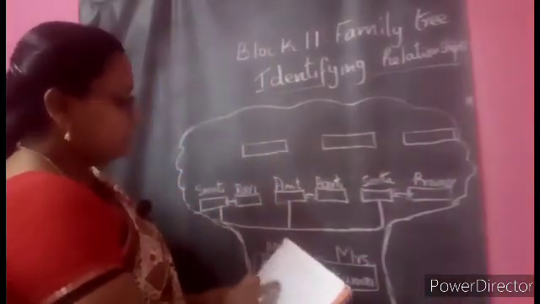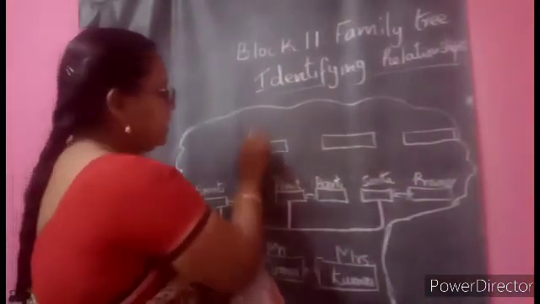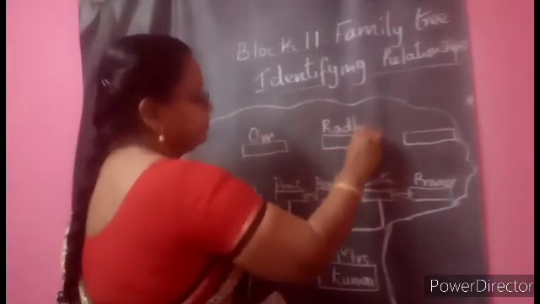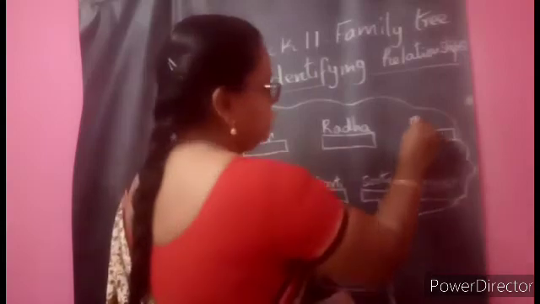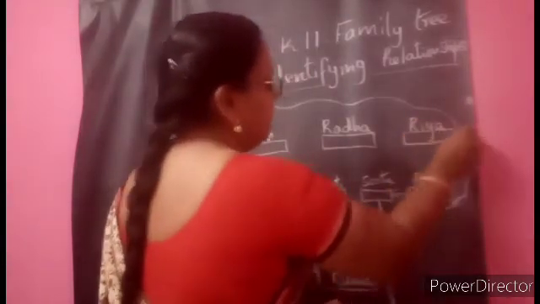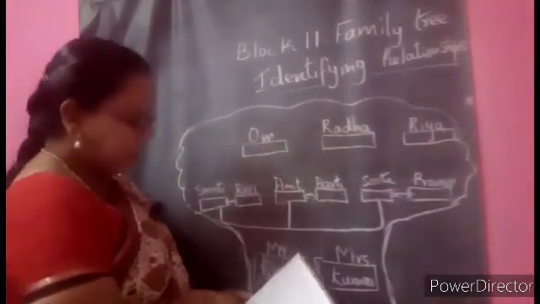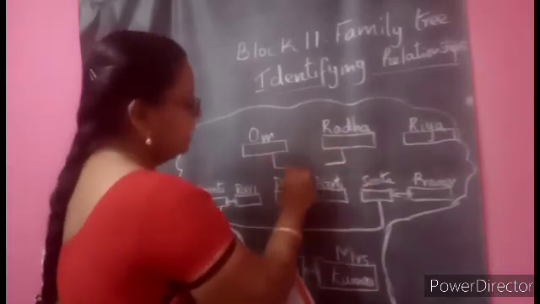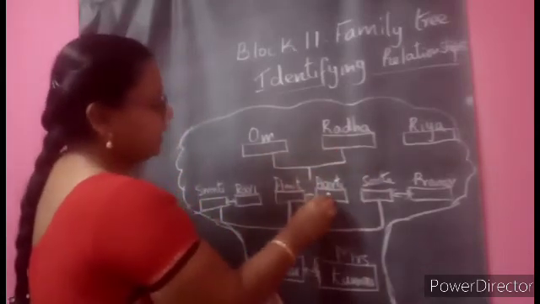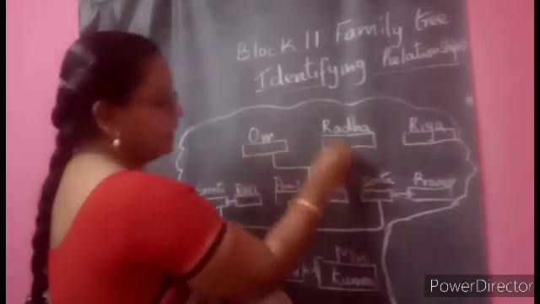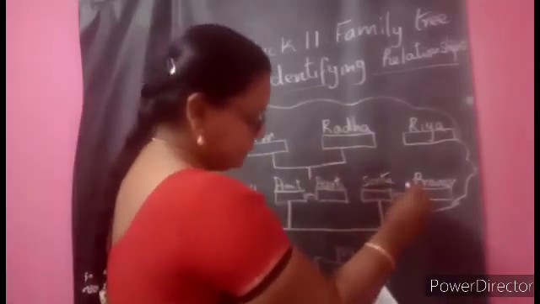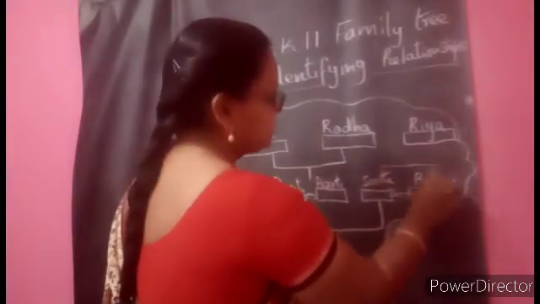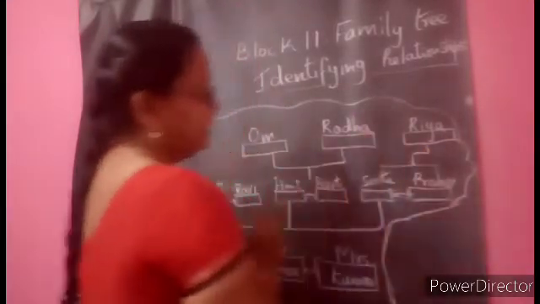Now you see, children, above you have three names: Om, Radha and Riya. So how do we know whose children they are? See the lines from Amit and Aarti. The line goes like this, which shows that Amit and Aarti's children are Om and Radha. Now you can see from Sarita and Pranav, the line goes like this, so their child is Riya.